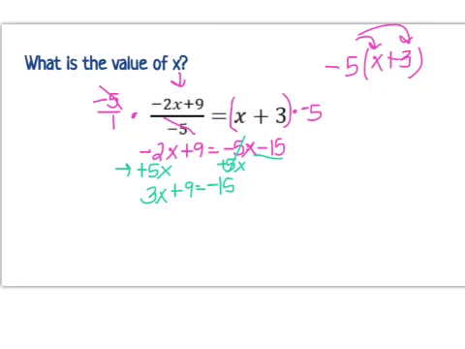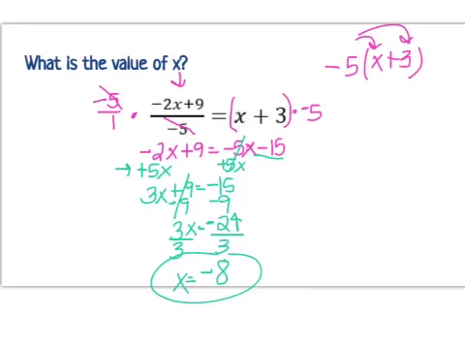Now I need to get rid of the constant, the 9. It's a positive 9, so I'm going to subtract. I'm left with 3x equals, careful with this, a -15 and a -9 gives me a -24. They're like same sign, so I add and keep my sign. Divide both sides by 3, and I get x equals -24 divided by 3, which is -8.